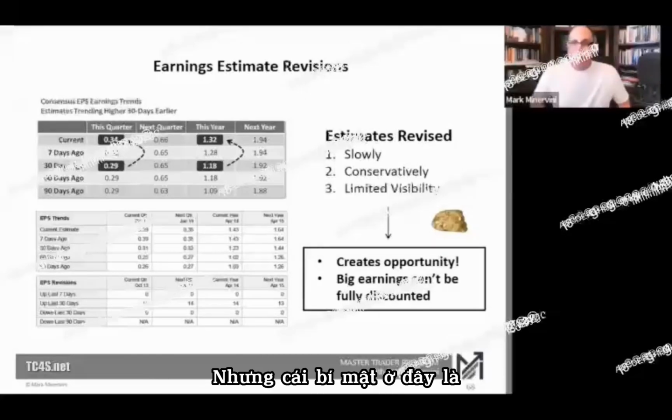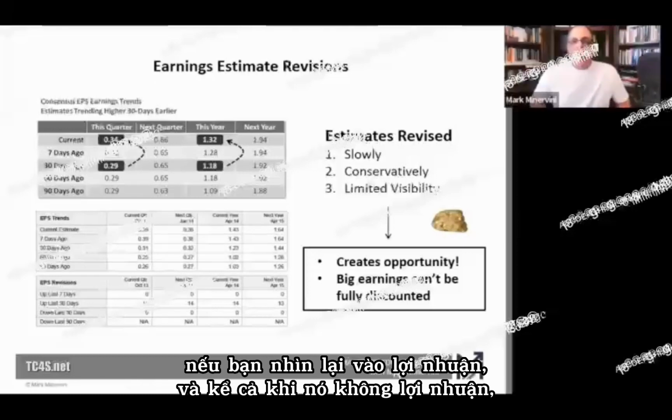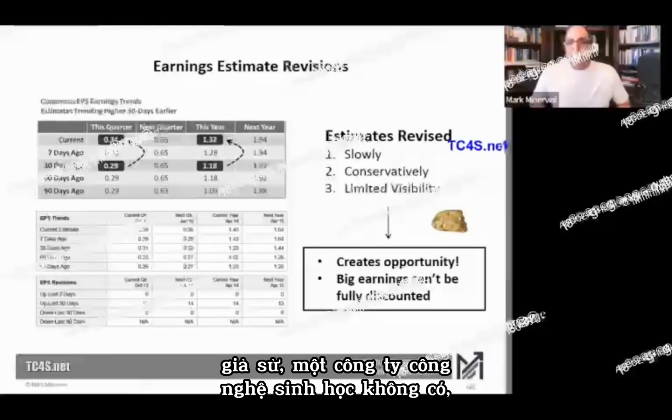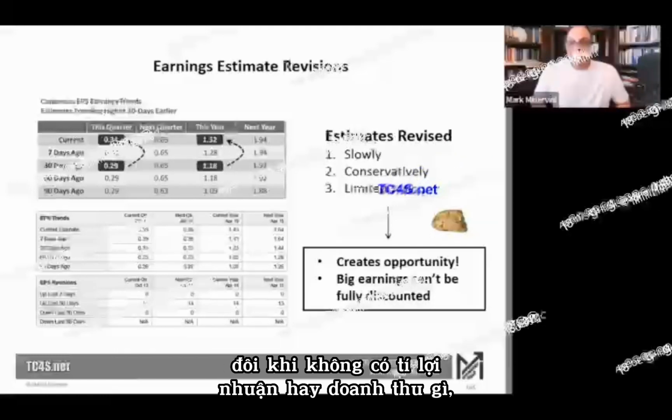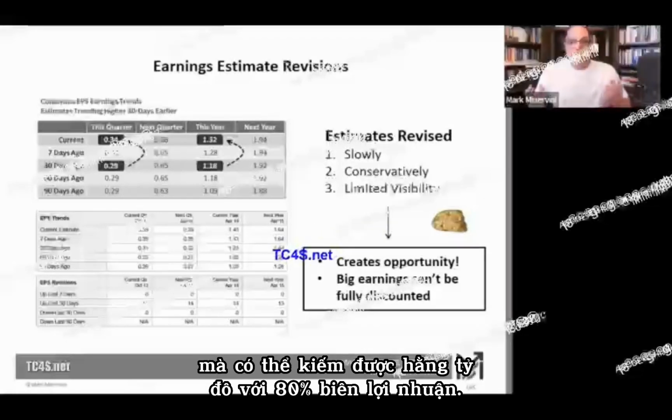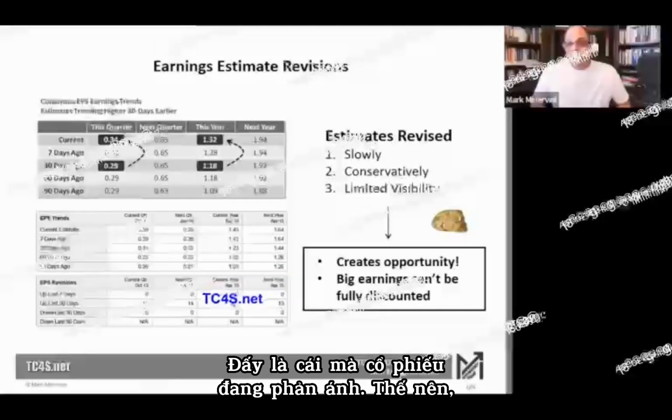But here's the real secret here, and it goes back to earnings. And even if there aren't any earnings, it's either the big earnings on the table or the potential for big earnings. For instance, a biotech sometimes doesn't have any earnings or sales, but there's an enormous potential for maybe a blockbuster drug that can do billions of dollars at 80% profit margins. So that is what the stock is discounting.